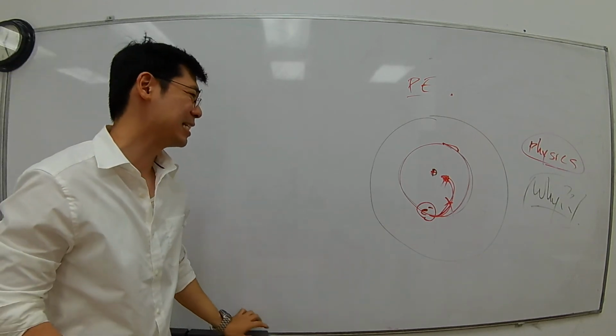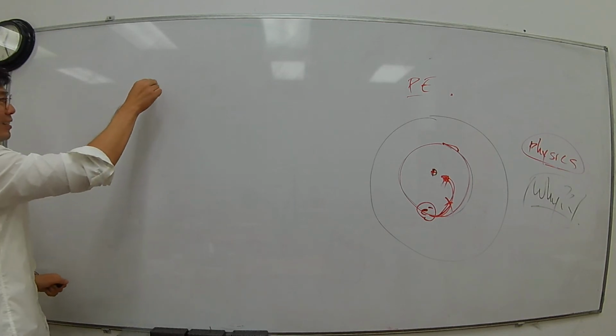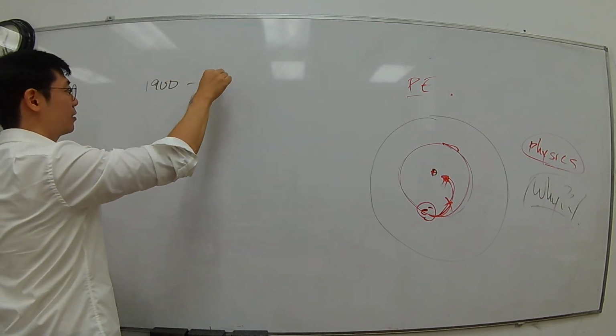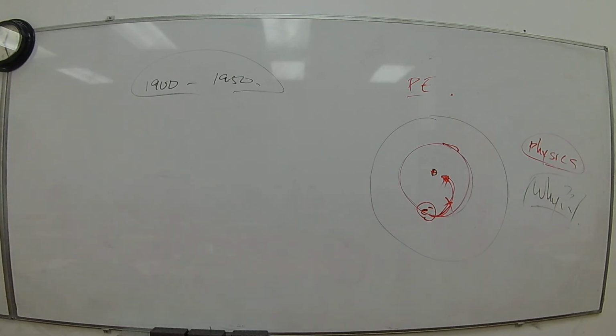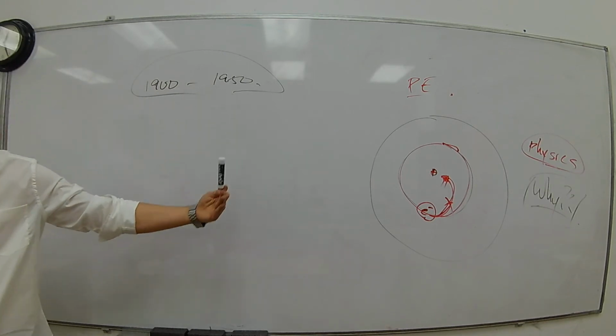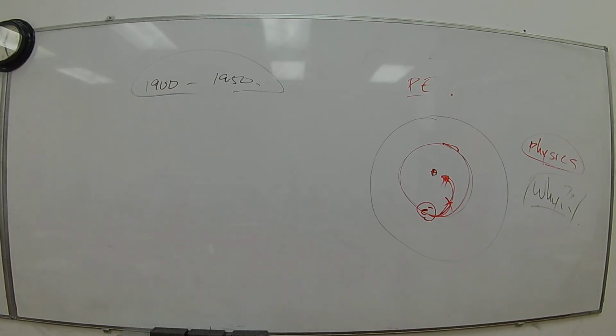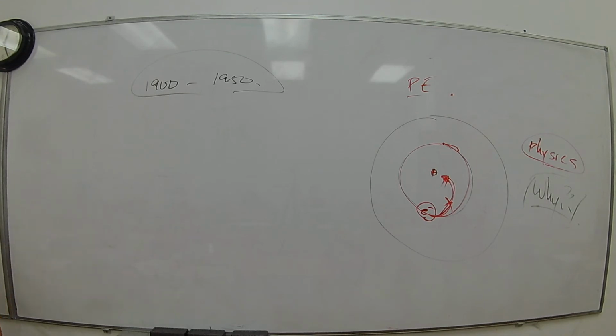Now, guys, this is very recent. 1900s to 1950, this is where all of this is happening. It's not way back. My parents and my grandparents were born around this time. So look at it. And the result of all of this is what? The atomic bomb.